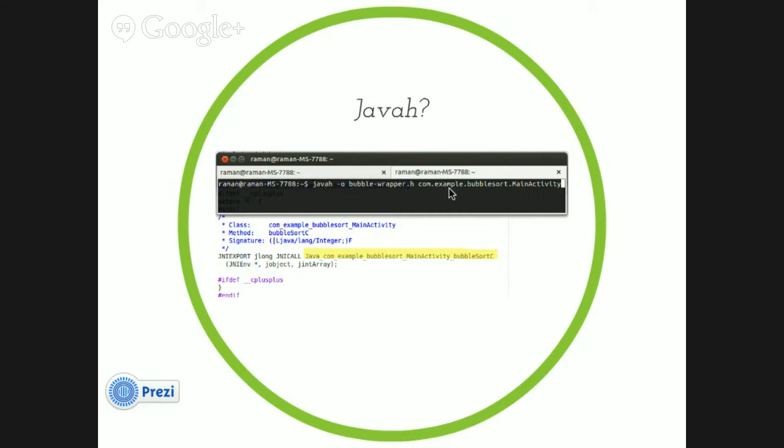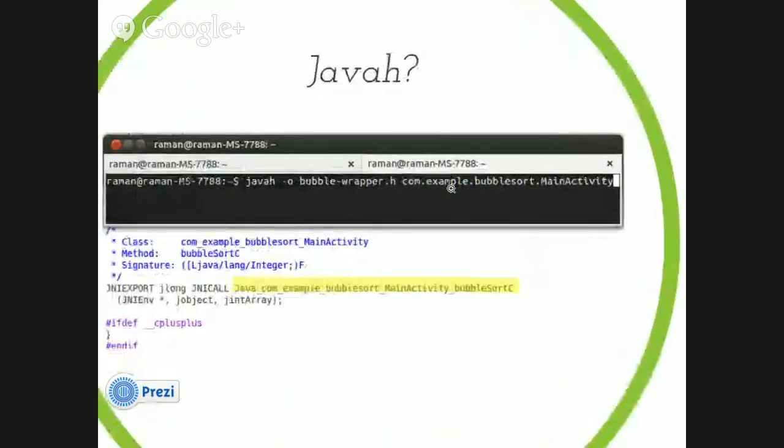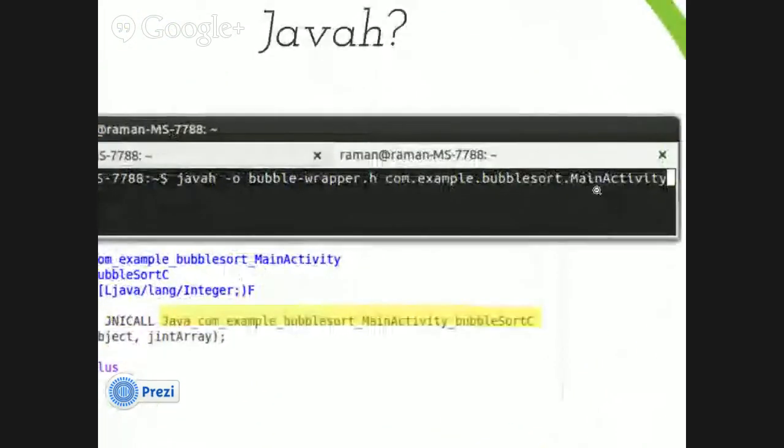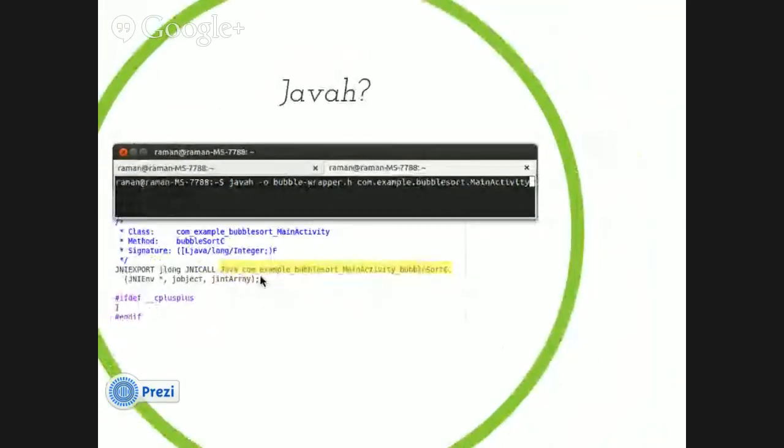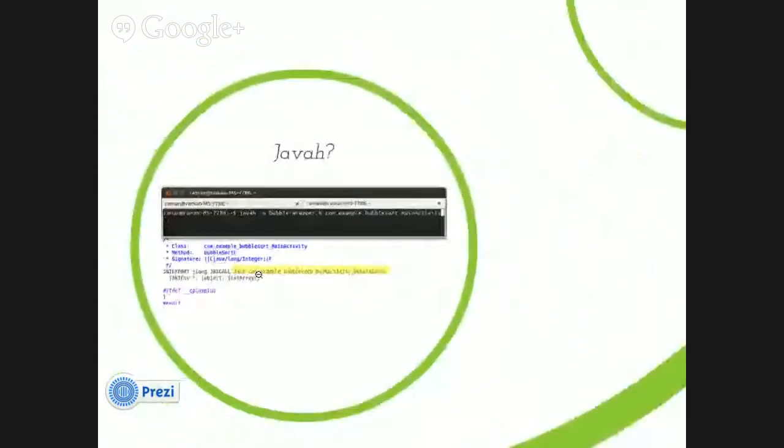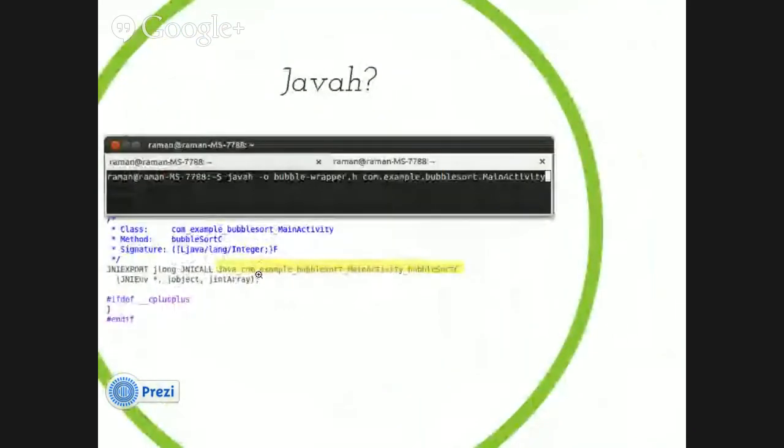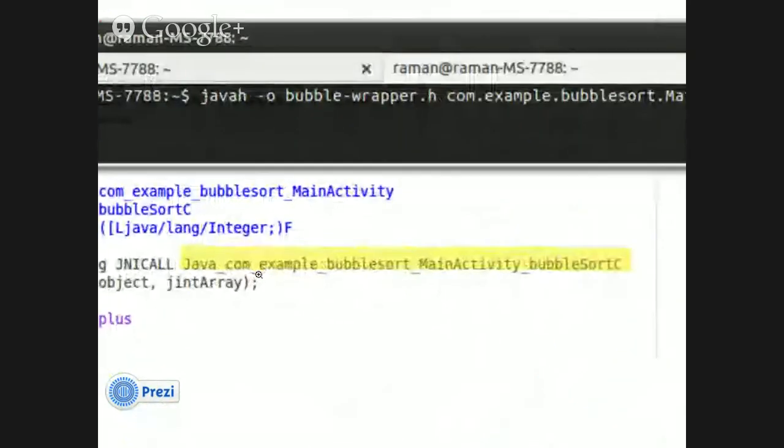This command has an input file, which is our main activity, right? This is an input, and this is my required output file, right? After executing this command, it will create this file for me, which is called bubble-wrapper.h. So this is the file which I will be getting after executing the javah command. Now just have a look over this thing. This is simply a wrapper function which will be automatically created by the javah command.